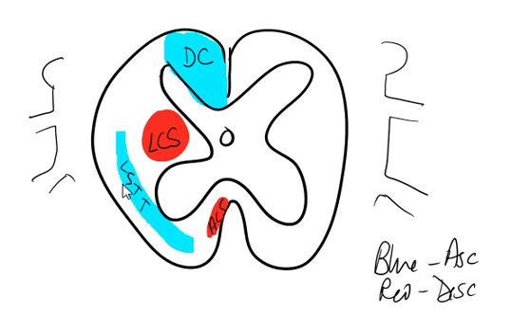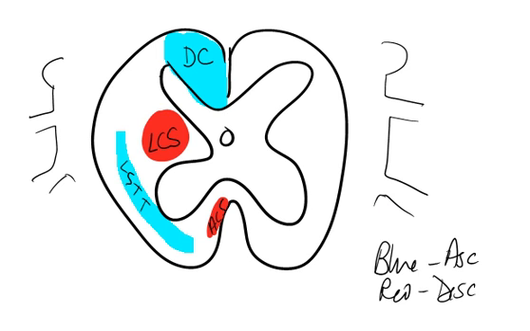Like this. I've just drawn some of these tracks on one side. This is the dorsal columns and the spinothalamic. These are ascending, they are in blue. This is the lateral corticospinal, anterior corticospinal. These are descending and in red. This is the right side of the body, this is the left side of the body.